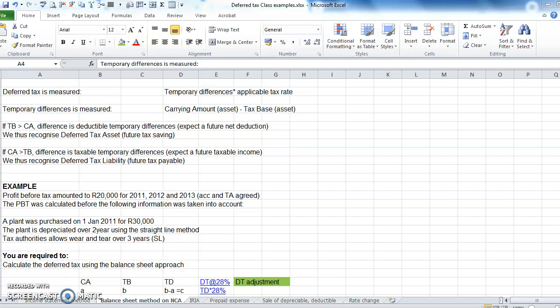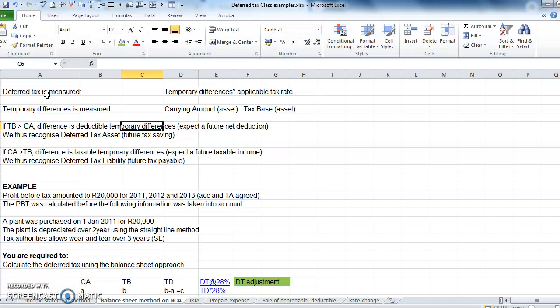Okay guys, so let's look at an example using the balance sheet method, right? This balance sheet method is based on non-current assets. As I've explained in the previous videos, deferred tax is measured using our temporary differences times the applicable tax rate, right? The applicable tax rate that we use is 28%. And how do we get to our temporary differences? It's the carrying amount of the asset minus its tax base.